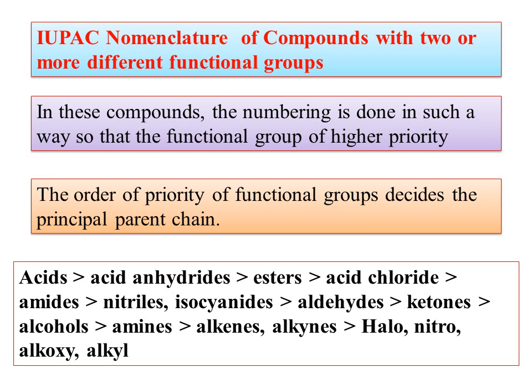is done in such a way that the functional group with the highest priority should get the lowest number. The order of the priority of the functional group decides the principal parent chain. As already told, the grandfather will be the head of the family for the entire family.